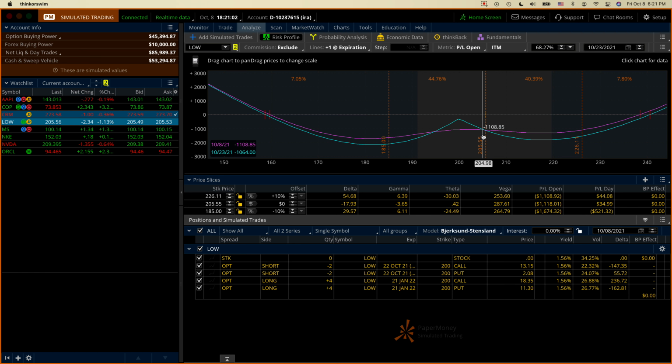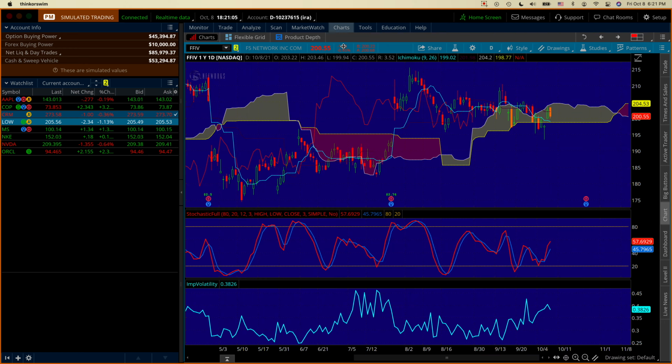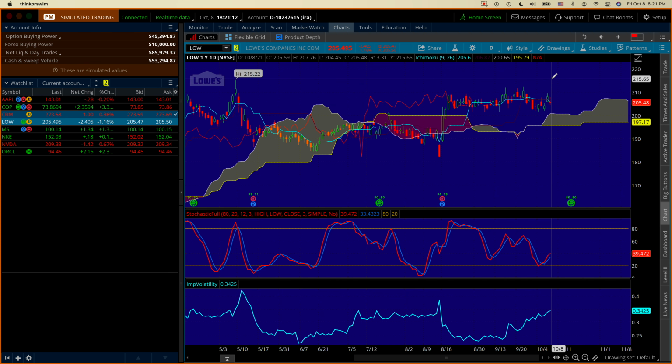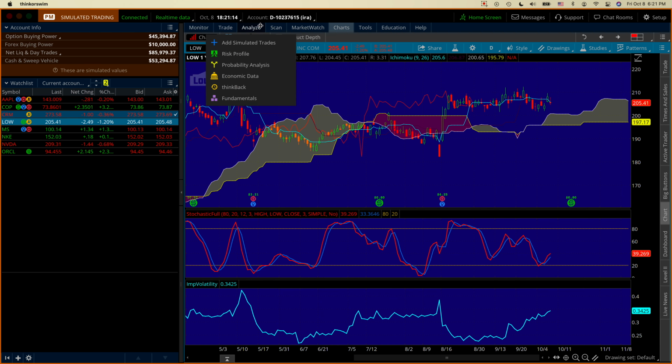Okay, this is the same kind of scenario. It's very close here. Let's take a look at the chart. Wow, this is moving sideways, like it's going to go strongly in either direction. We don't know.